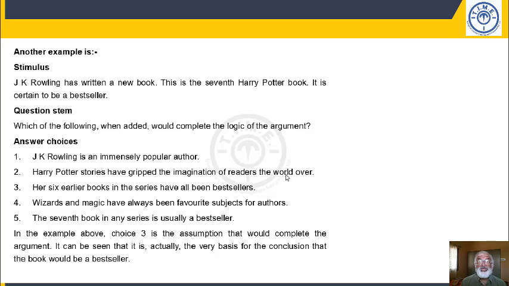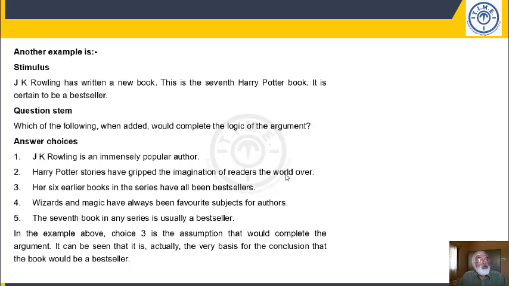Her six earlier books in the series, that means J.K. Rowling, the author, and the six earlier books in the Harry Potter series, have been bestsellers, right? Now you understand that the person is using that as well. So J.K. Rowling has written a new book. This is the seventh such book. Her previous six such books have been bestsellers. So it would be justifiable to say that this would be a bestseller too.